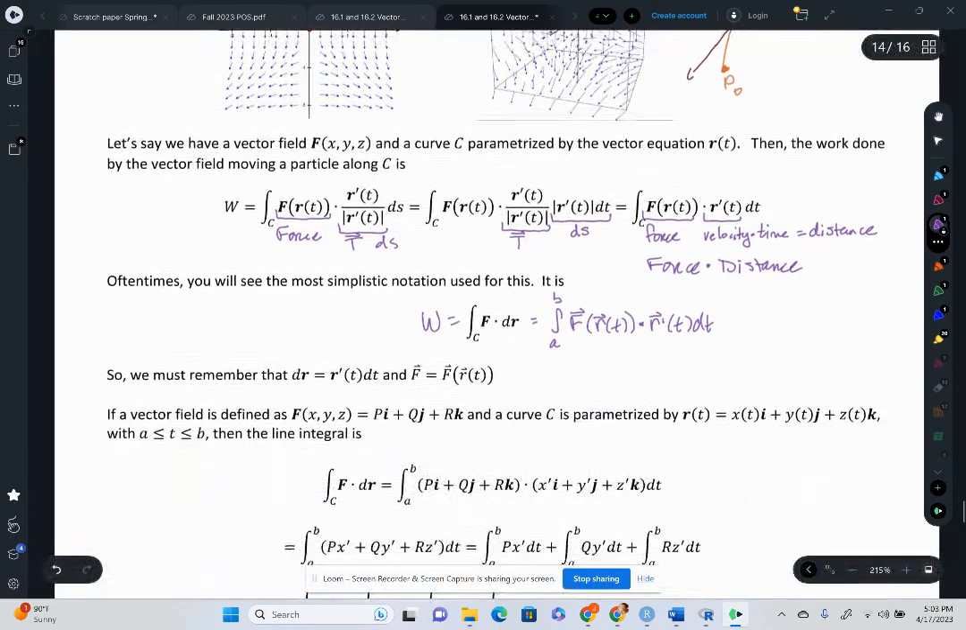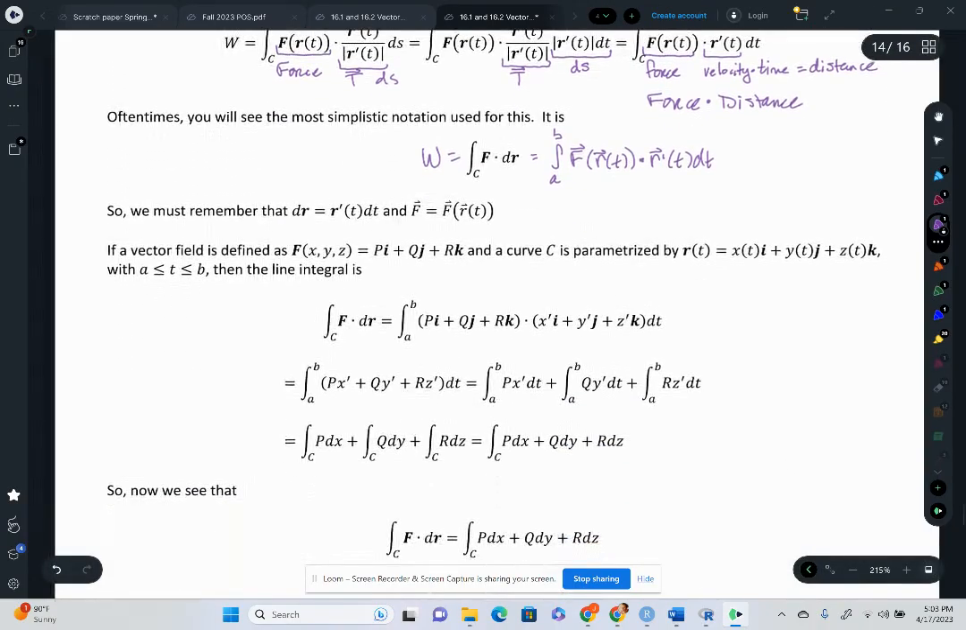Okay? If we can remember those, then we can see very easily what it is that we need to find. So if you're asked to calculate work, or to calculate a line integral of a vector field, then looking at that second representation, I can see I need r of t, so I need a parametrization of my curve C. I need r prime of t. I need to evaluate my vector field at r of t, and then I need the dot product of those two.